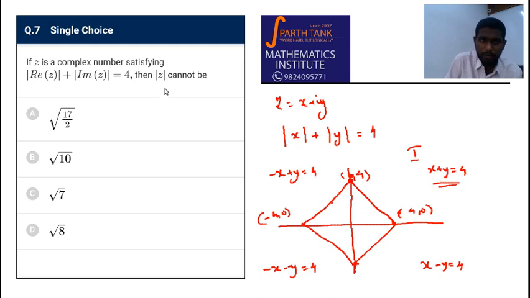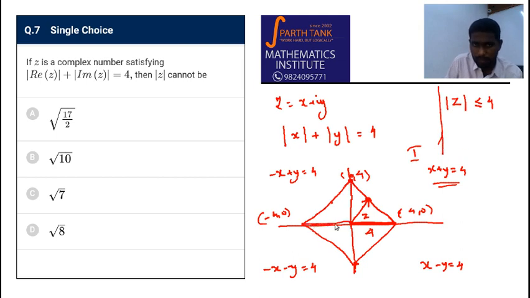So what can mod Z be? See, Z is any point here, right? So mod Z is the distance of that point from the origin. Now the maximum distance is this. How much is this? 4 units. So mod Z should always be less than or equal to 4 in this problem. Same way, here it will be 4 again, here it is 4 again. Everywhere mod Z will be maximum.